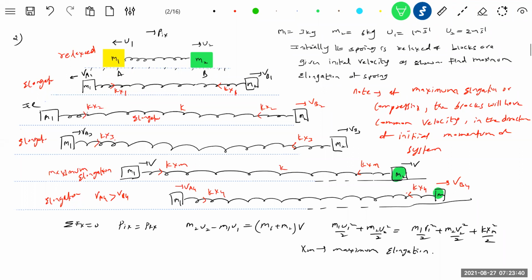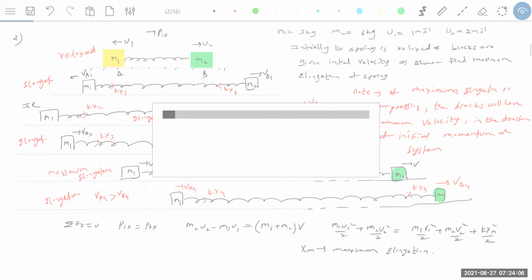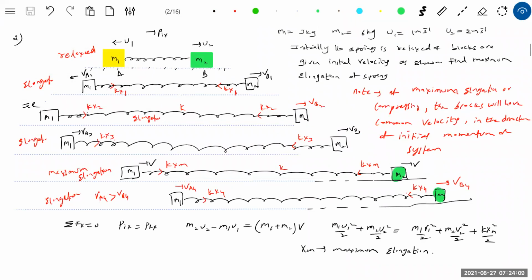Now you can ask the question, sir, if m1 u1 is greater than m2 u2, then at maximum elongation the blocks will have common velocity towards left. That's all I wanted to discuss. Sir, I want maximum compression also. Yes, this is also maximum compression. When will it take place? After this elongation, next the natural length, then compression, then maximum compression. Like that, the sequence will continue. Do the calculation later on. Check this x2: though it's elongation, x2 will be less than xm. If you want, you can verify afterwards.